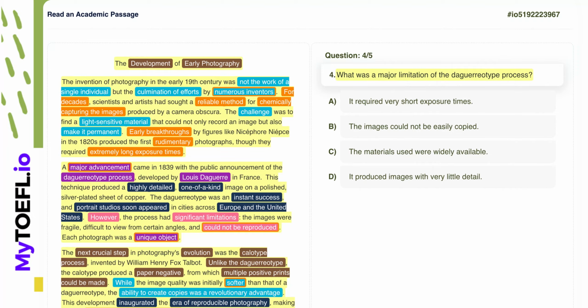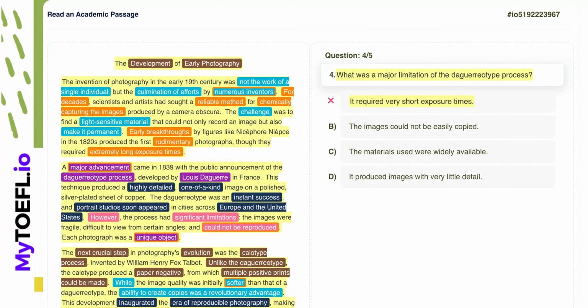Let's take a closer look at option A. It required very short exposure times. The passage mentions extremely long exposure times in reference to the very first rudimentary photographs by Niepce, not the daguerreotype. Also, a short exposure time would be an advantage, not a limitation. This is incorrect.